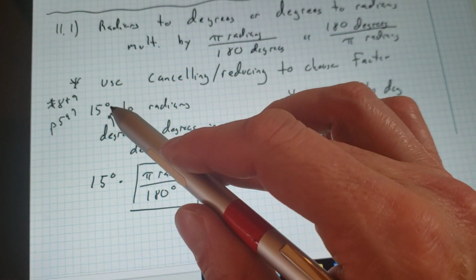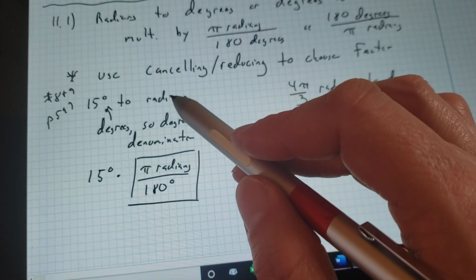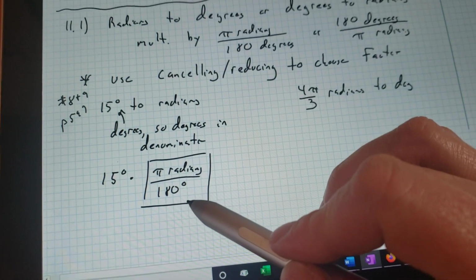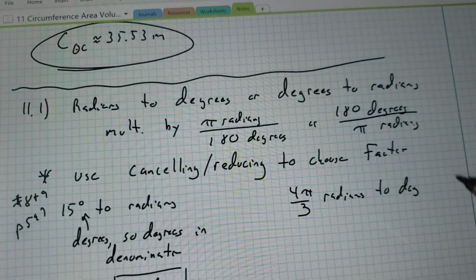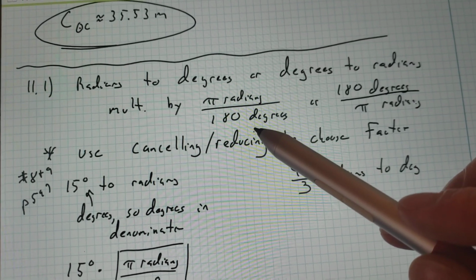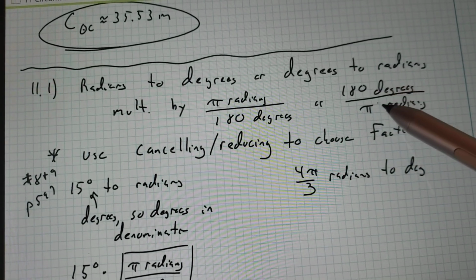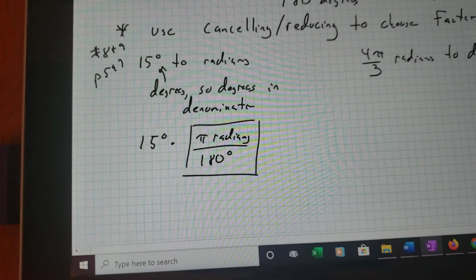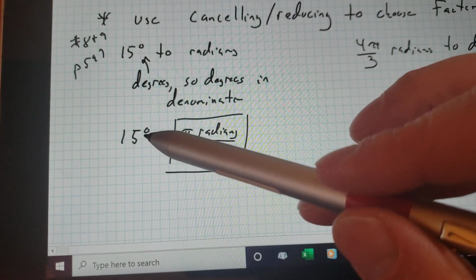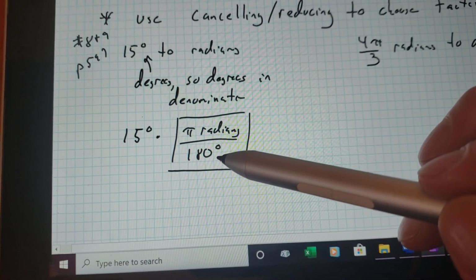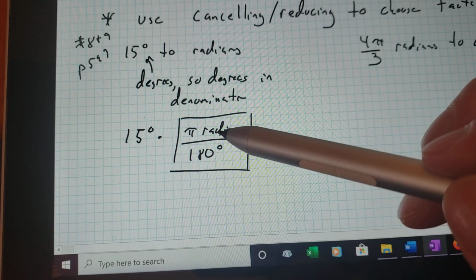I've got degrees. I want to get radians left, so I need to cancel out the degrees. So since I have degrees here, I make sure degrees is in the bottom, and I forgot to mention this earlier. We multiply by pi radians over 180 degrees or 180 degrees over pi radians. How do I decide which one? That's what I was just starting to say. Degrees in the numerator. I want to cancel it out, so I have to have degrees in the denominator. Means radians are in the top.